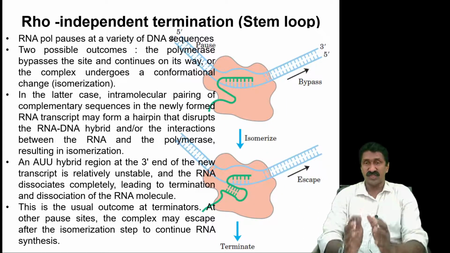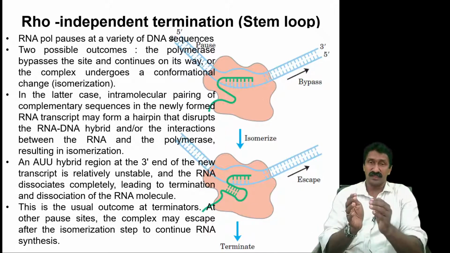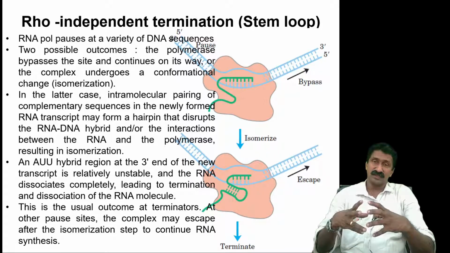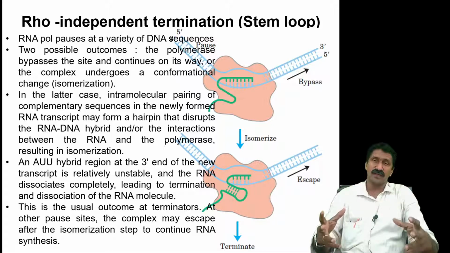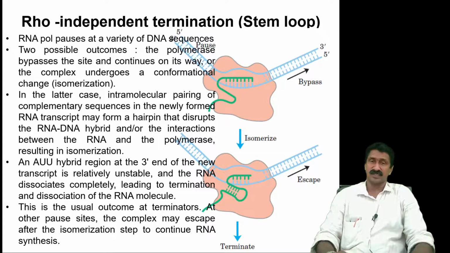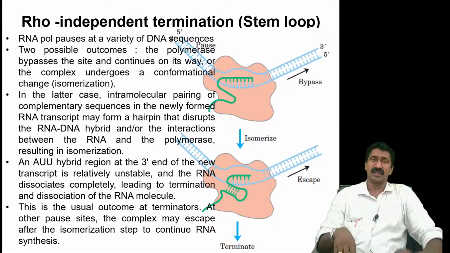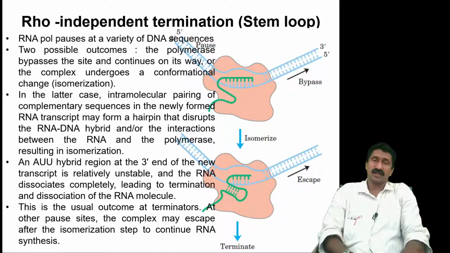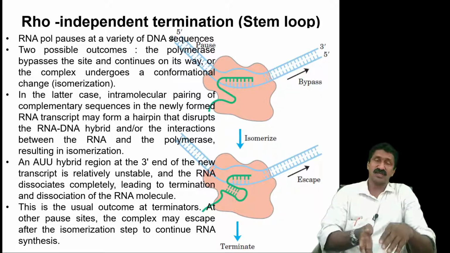So the structural change that is caused by the isomerization process, or the stem loop formation, results in the loss of the RNA-DNA hybrid pairing in the transcription bubble, and the result is that this newly synthesized RNA is no longer able to stick onto the DNA template in the transcription bubble. So that means it falls off.